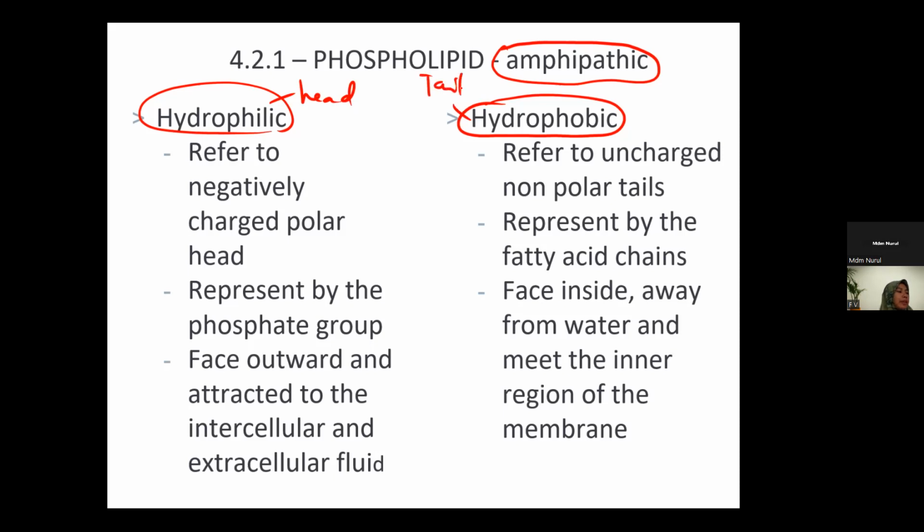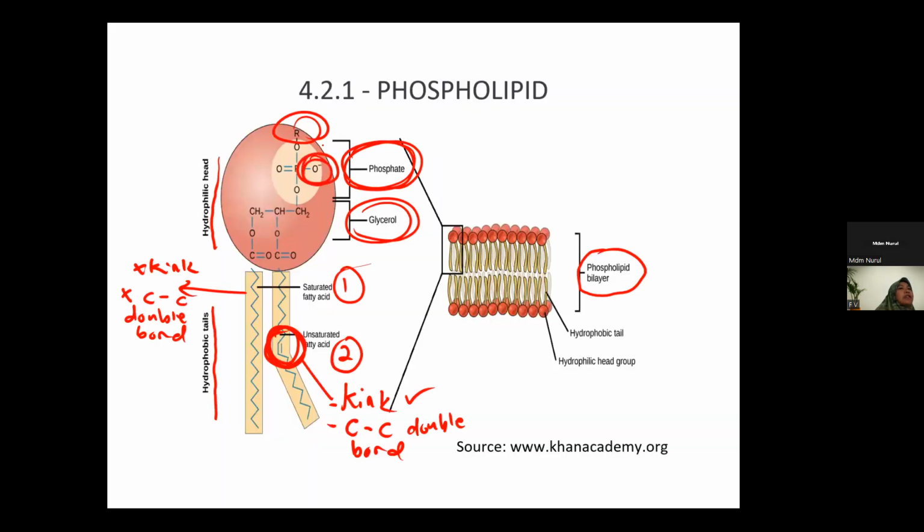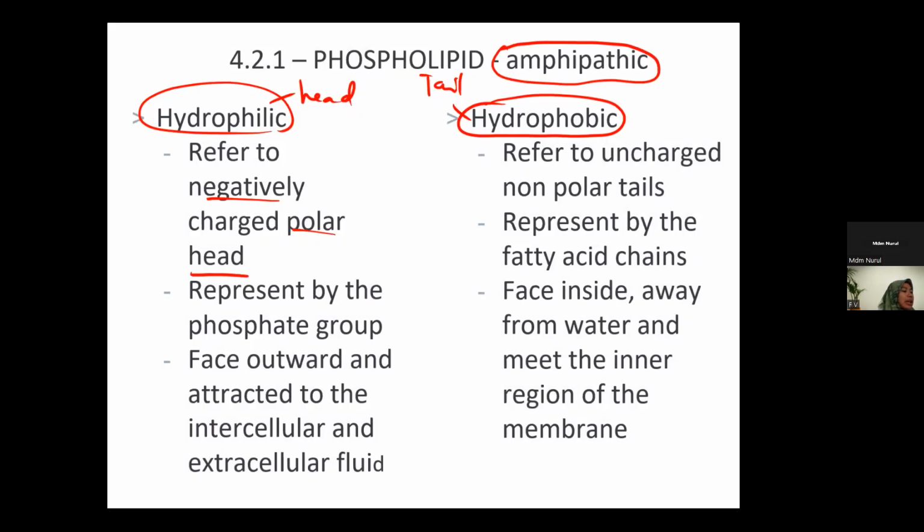So you can see here. Right? So the hydrophilic refers to the negatively charged polar head. Kenapa head tu dipanggil sebagai hydrophilic? Sebab negatively charged head. Kat mana yang negatively charged? Siapa perasan tadi? You can see here, phosphate that is negatively charged. So bila phosphate bercharge negatif, dia boleh bertindak balas dengan air, hydrogen of the water yang bercharge positif. Okay, so the negatively charge refers to the negatively charged phosphate group. It is represented by the phosphate group that is negatively charged.